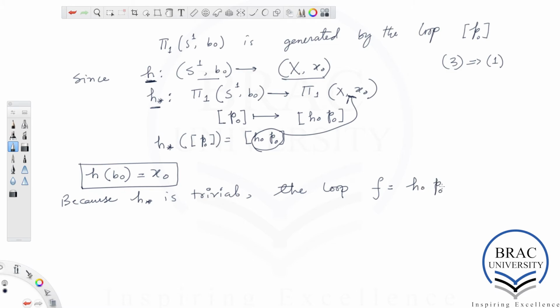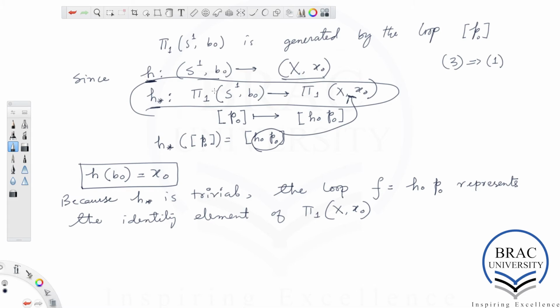F, H composed with P0, represents the identity element of this fundamental group, right? Because H star is trivial. So this map is trivial, meaning that all the elements from this group are mapped to the identity element here, and H star of P0 is going to be the identity element here, okay? Therefore, this has to be the identity element, or the constant loop.